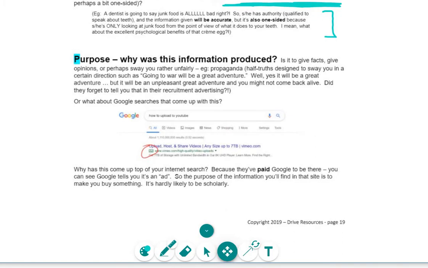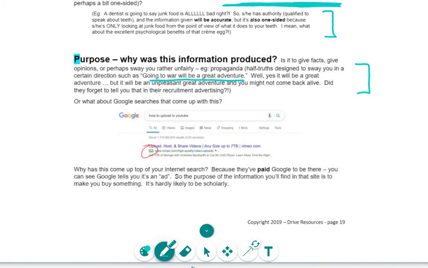Purpose: why was it produced? Is it an ad? That would be one key thing to keep an eye out for as well. Is it there just to persuade you? Is it propaganda as well is another thing. So we've used a war example there. Going to war is a great adventure, they said in all the literature before the war. Well, yes, it will be a great adventure, but you'll probably die or come back with no legs.